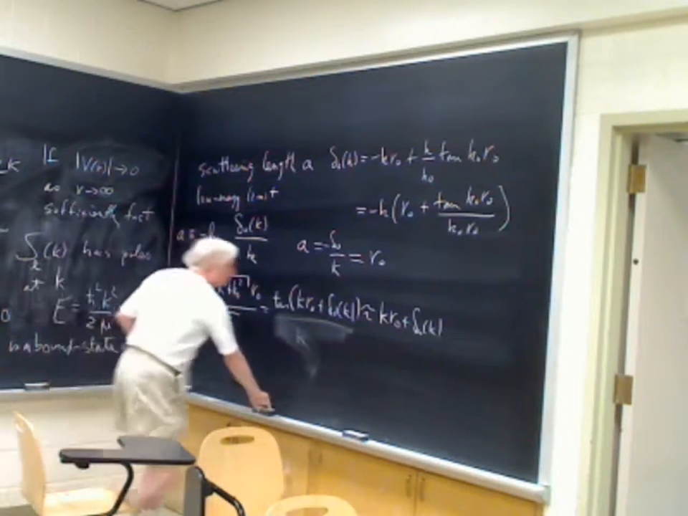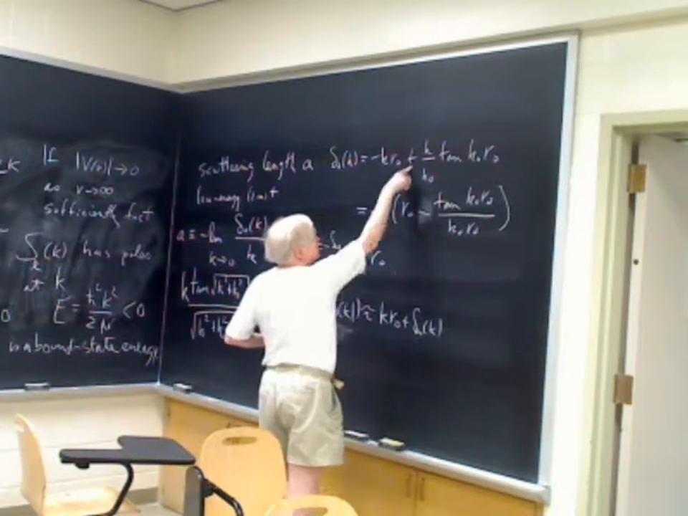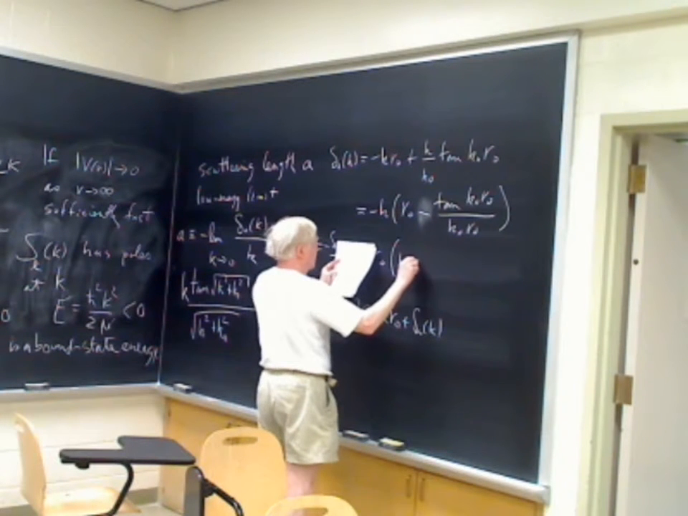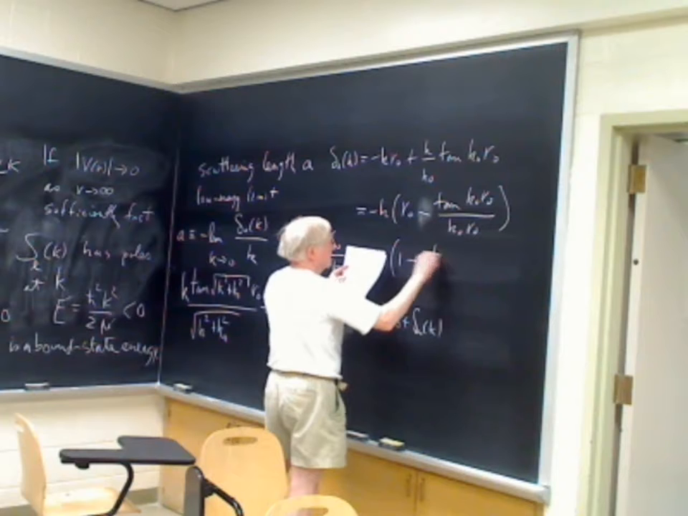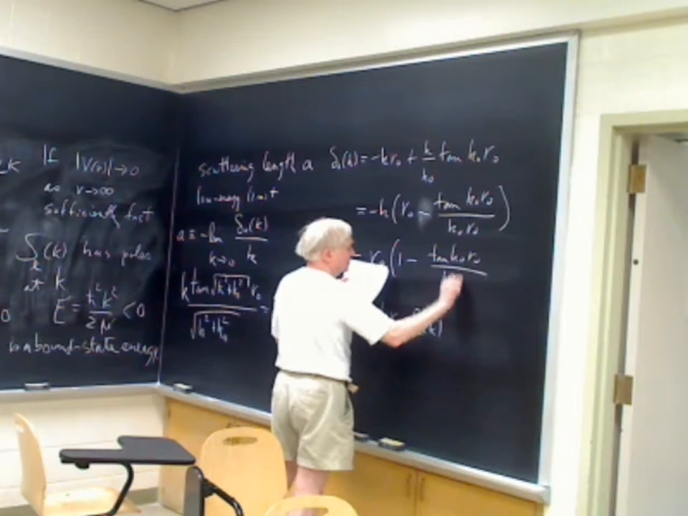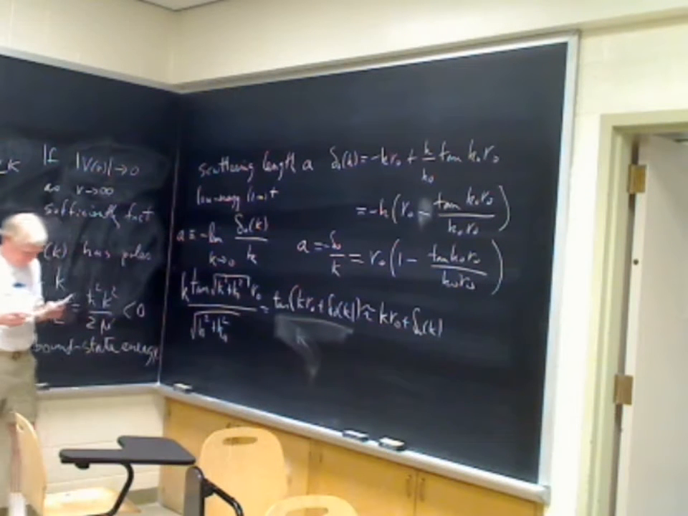There's a plus sign there, so there's a minus sign there. So it's r0, 1 minus tangent k0 r0 over k0 r0. So that's our formula for the scattering length.